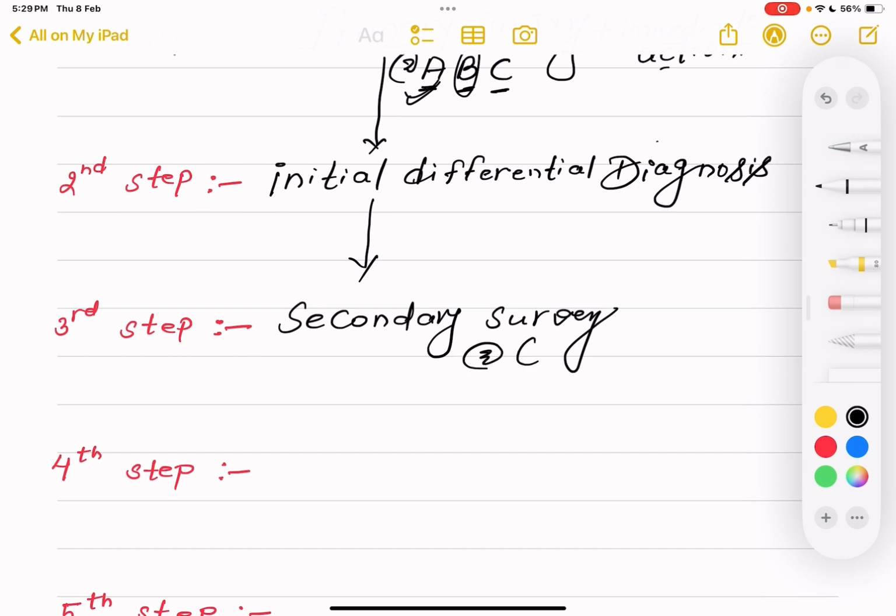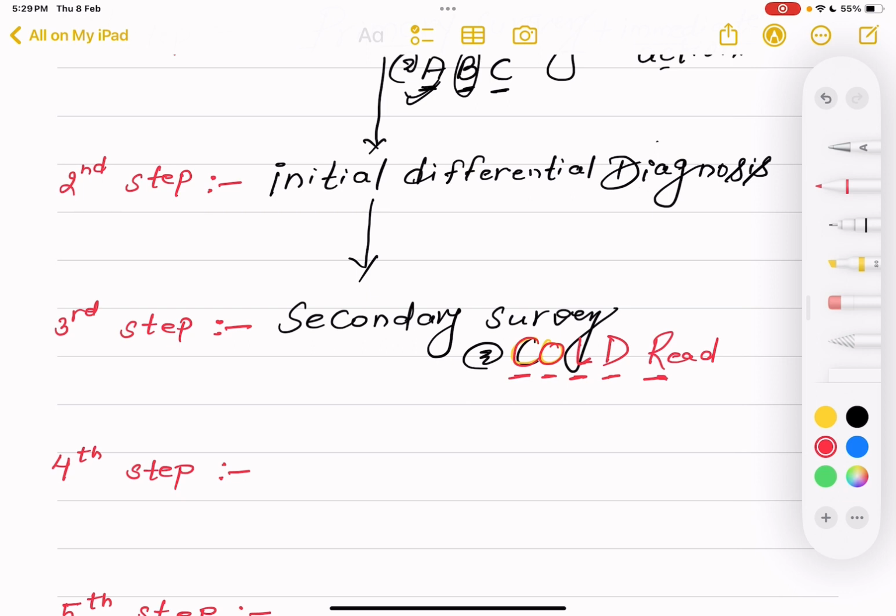Okay, so we can have a mnemonic for this. Let me write with red. COLD, cold, READ. So each capital letter signifies some special word. Okay, so C stands for character, O stands for onset, L stands for location or the site, D stands for duration, R stands for radiation.